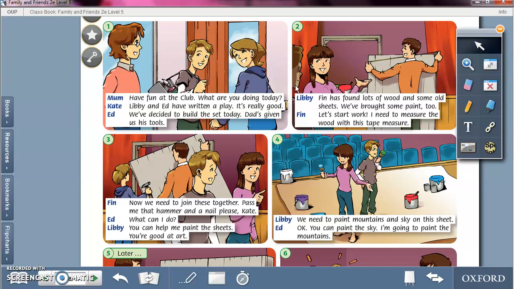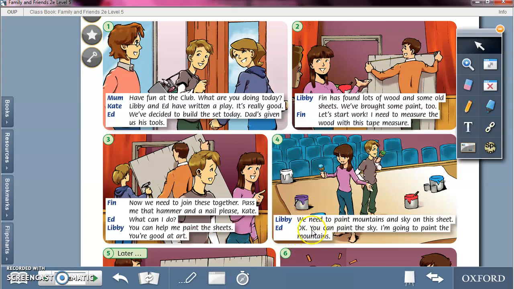Picture number 2. Finn has found lots of wood and some old sheets. We brought some paint too. Let's start work. I need to measure the wood with this tape measure. Picture number 3. Now we need to join these together. Pass me that hammer and a nail, please, Kate. What can I do? You can help me paint the sheets. You are good at art.